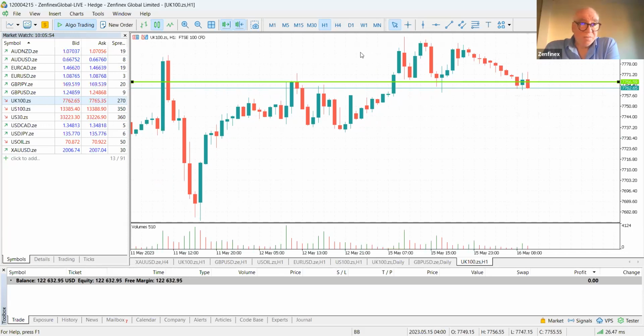I'm going to come back to the FTSE 100 and do the top-down approach. I just want to have a quick glance at what is happening on different currencies. So we can see the indexes are weak at the moment.